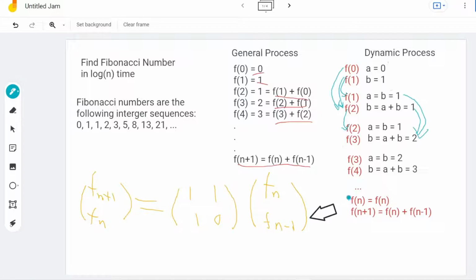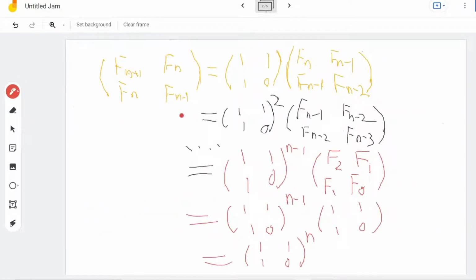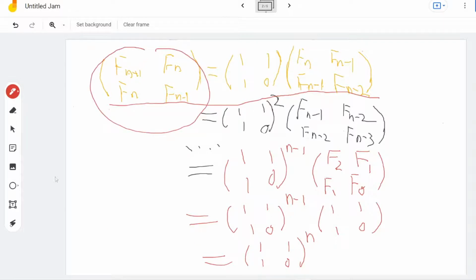The linear equation can represent the dynamic process, and its matrix representation is equivalent to this linear equation. So the dynamic process can be represented by matrix multiplication. Recursively using this multiplication, we find that these two matrices are equal. It is a very important property.